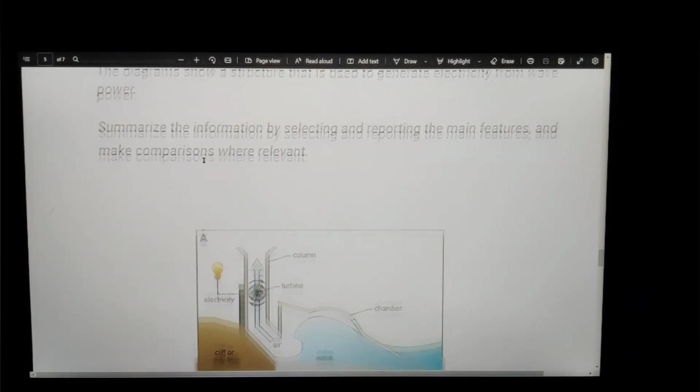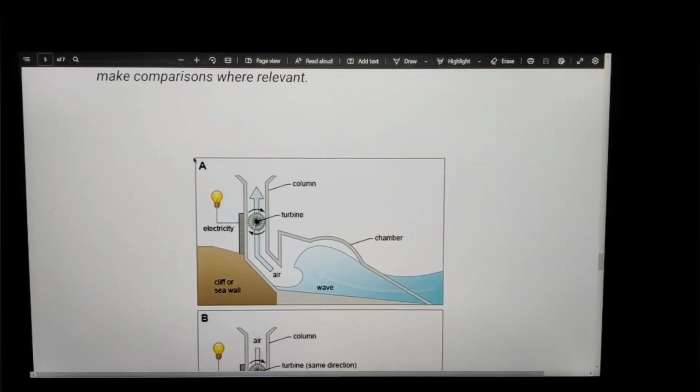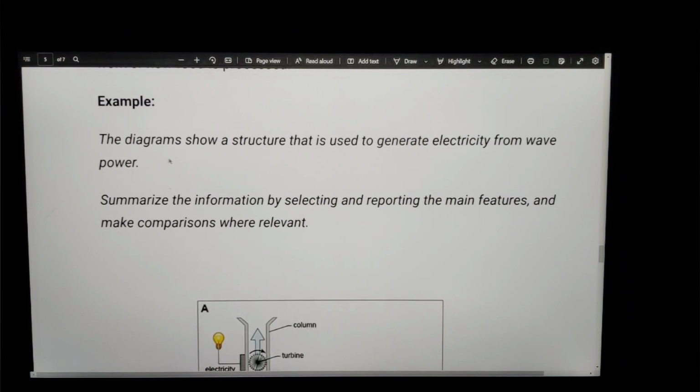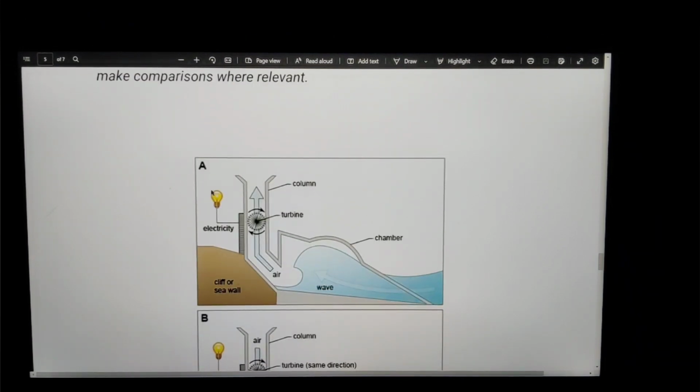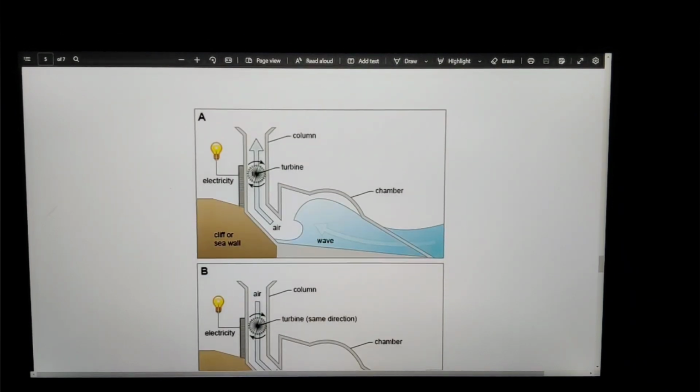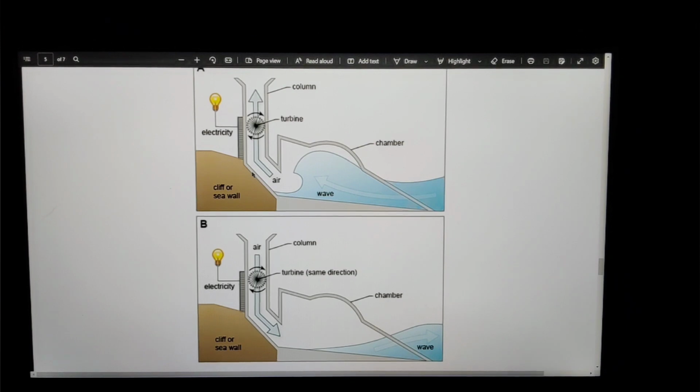So here is a process diagram example. In this example, the diagram shows the structure that is used to generate electricity from wave power. So this is the process diagram. We'll have to move from one part of the diagram to another, from start to end, and describe each and every process from para 1 to para 4.